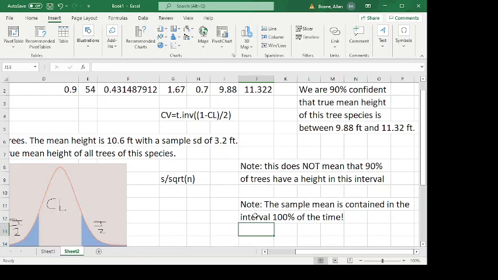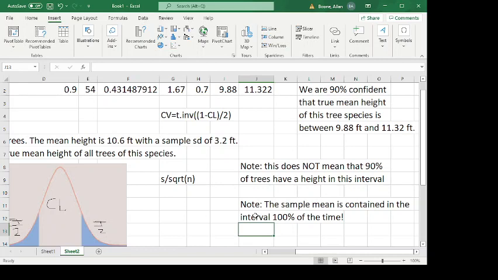What we're actually looking for is how often we capture the true mean. And that's all that a confidence interval tells us, is how often we capture the true mean, or that we're likely to have the true mean somewhere within this interval. It does not tell us anything about the individual trees, where they are, or anything like that.